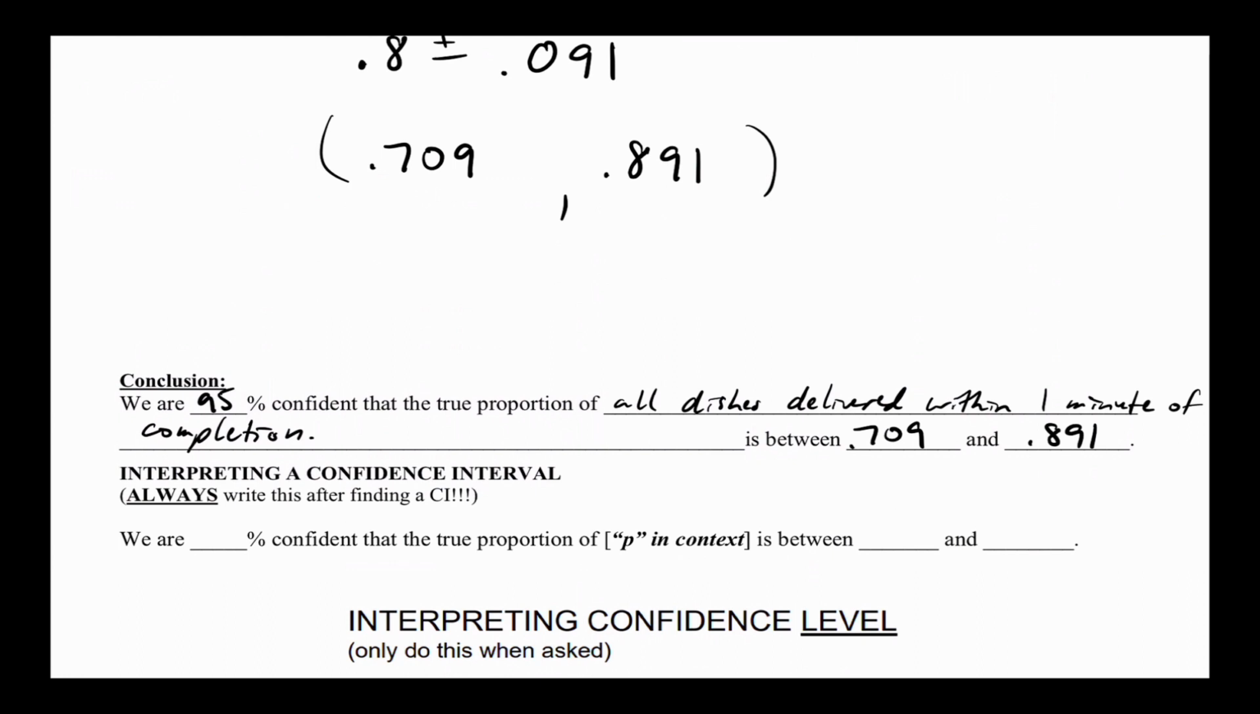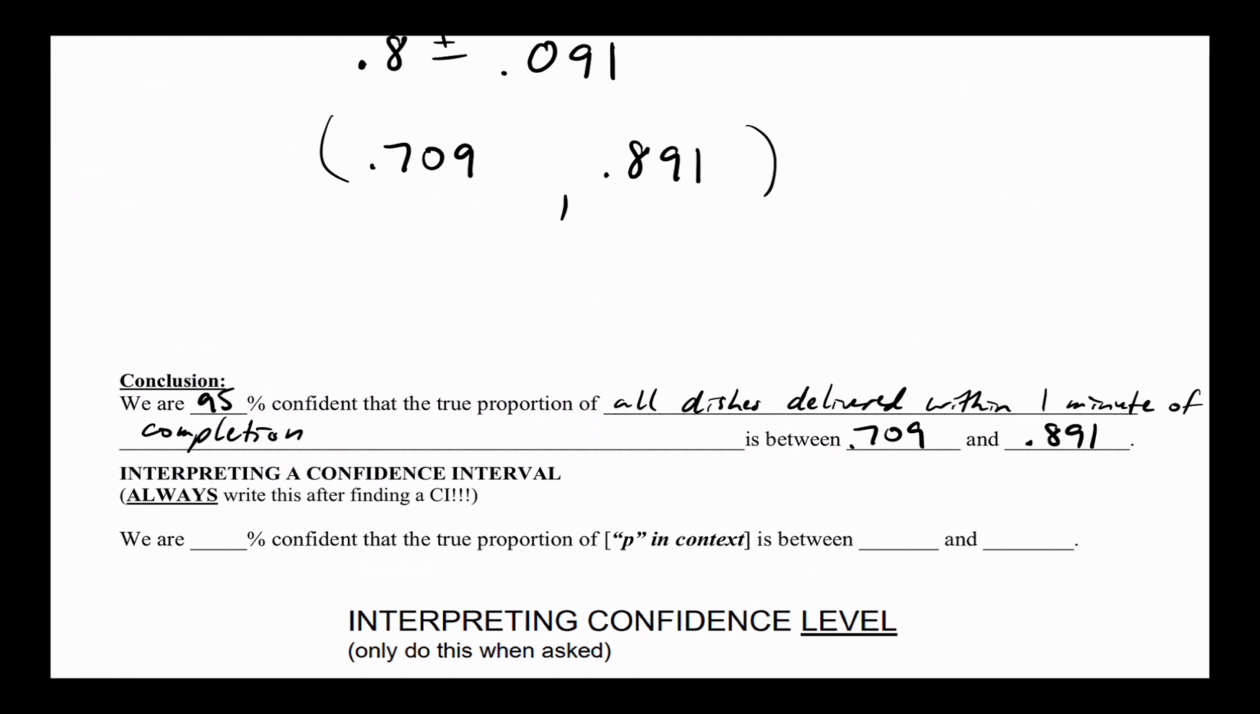And that's the last step. That's the last step for confidence interval. That's the fifth step. Okay. Now, does your conclusion have to say exactly those words? No, but it should say something similar. I'm 95% confident that the true proportion of all dishes delivered within 1 minute of completion is between those two numbers. Okay, somewhere between those two numbers.